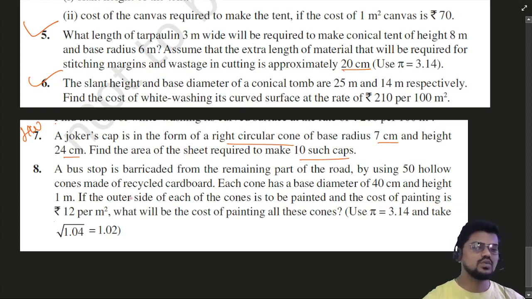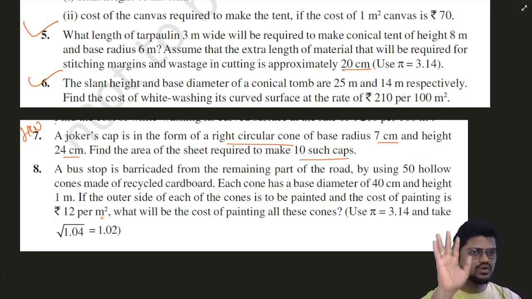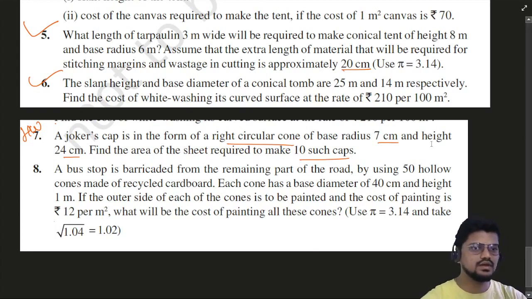You just need to find the curved surface area of one cone, then multiply it with 50 because there are 50 cones. Whatever area you get of painting, you multiply with the rate, that is 12 rupees per meter square. If you multiply with 12, you'll get the total cost of painting all the 50 barricading cones. Understood this? Yes or no? Please raise your hands to say yes. Understood? Okay, very good.